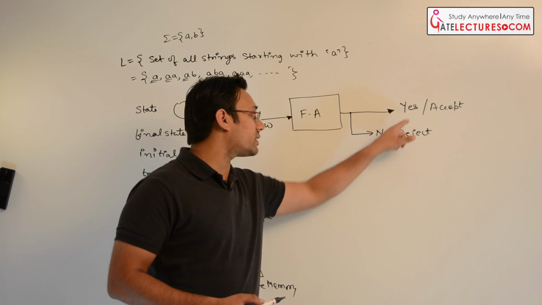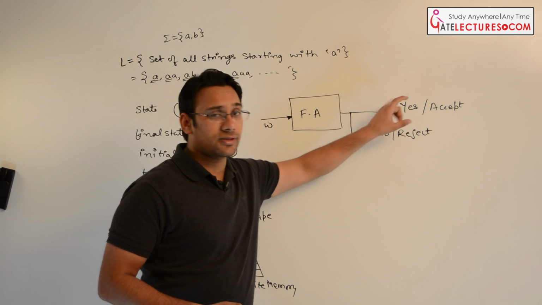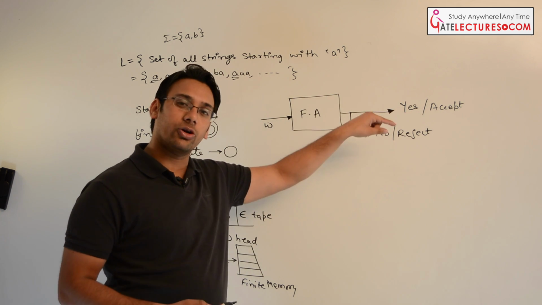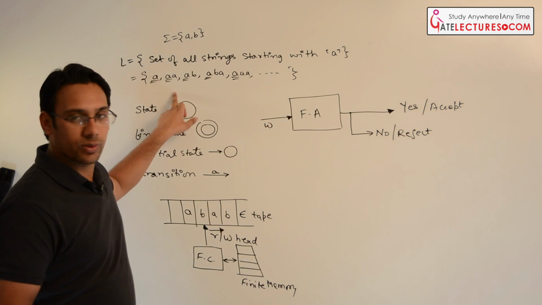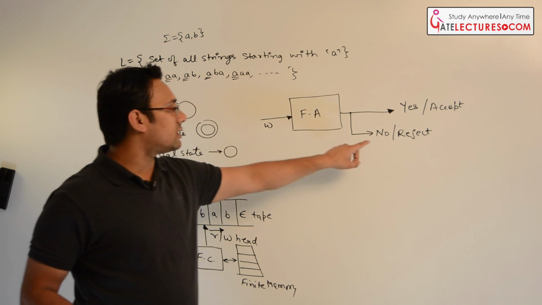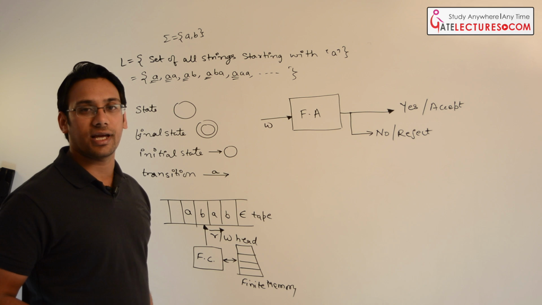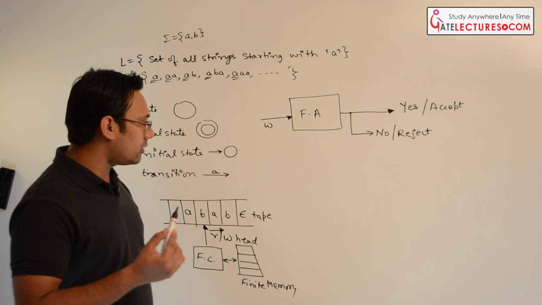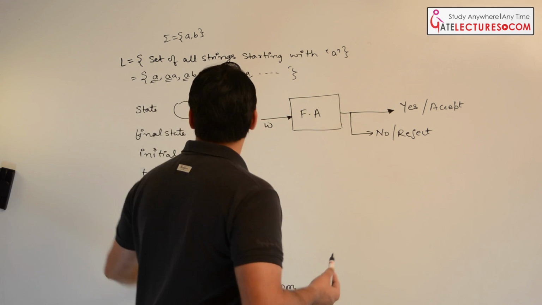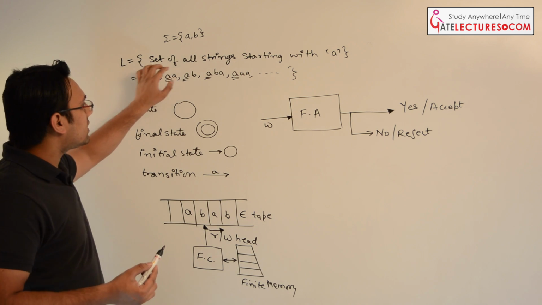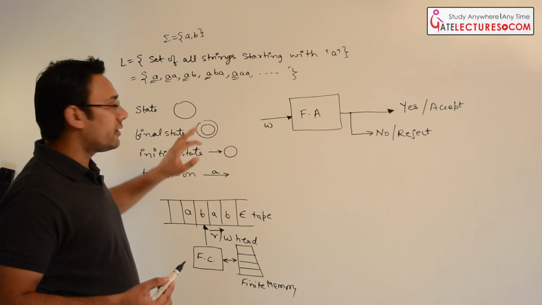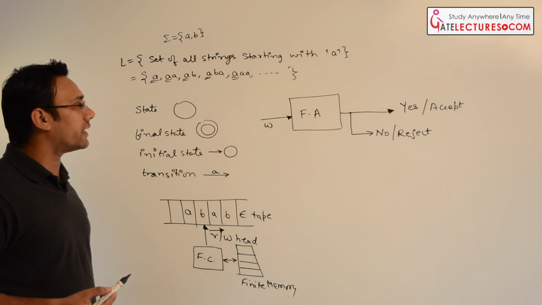Okay, so what do I mean by accept and reject? Accept means that the string which we gave to the finite automata is present in this language. Reject means the string which you gave to this finite automata is not present in this language. Okay, now let us see a basic diagram here. Here we are saying it is the set of all strings which start with the alphabet A.